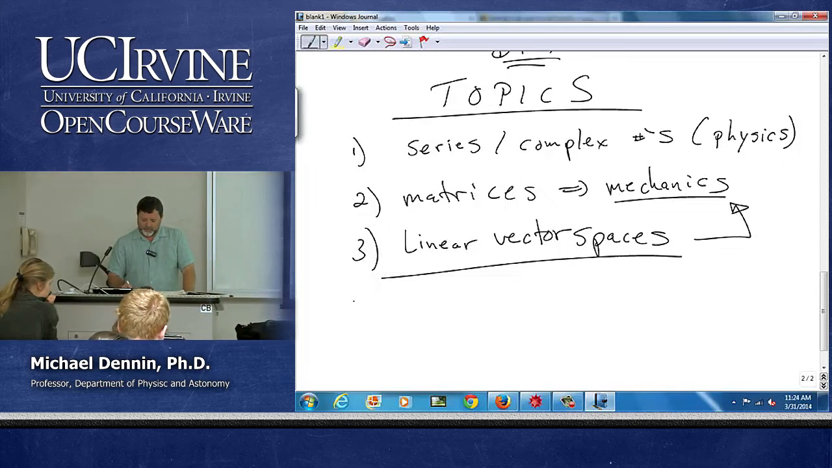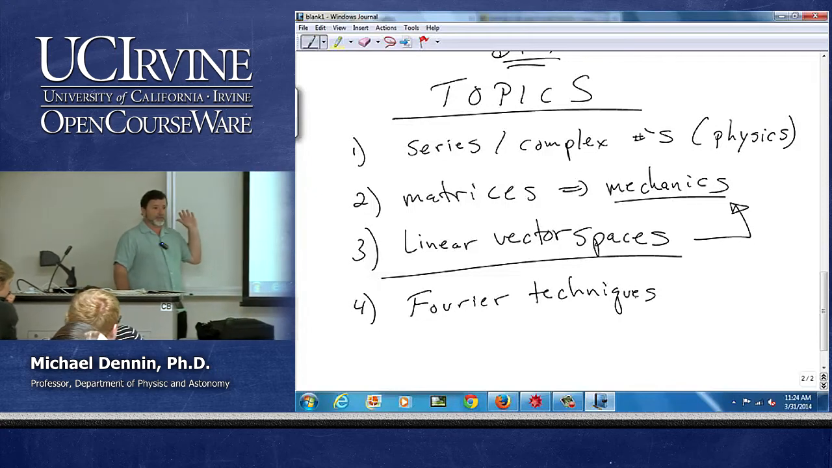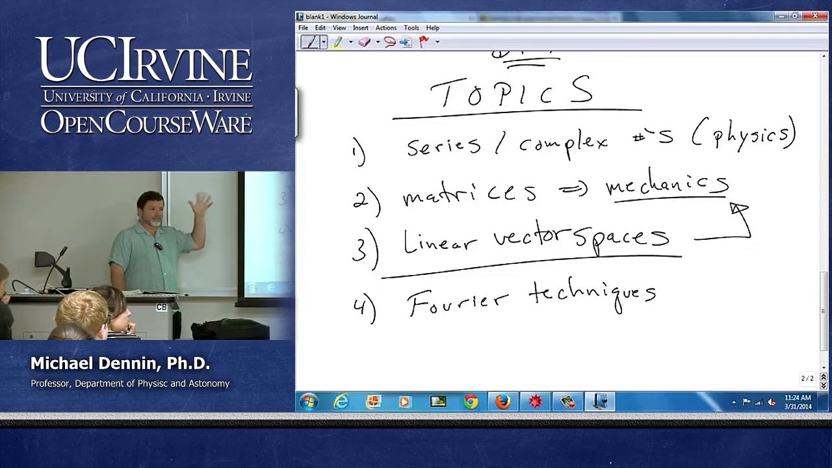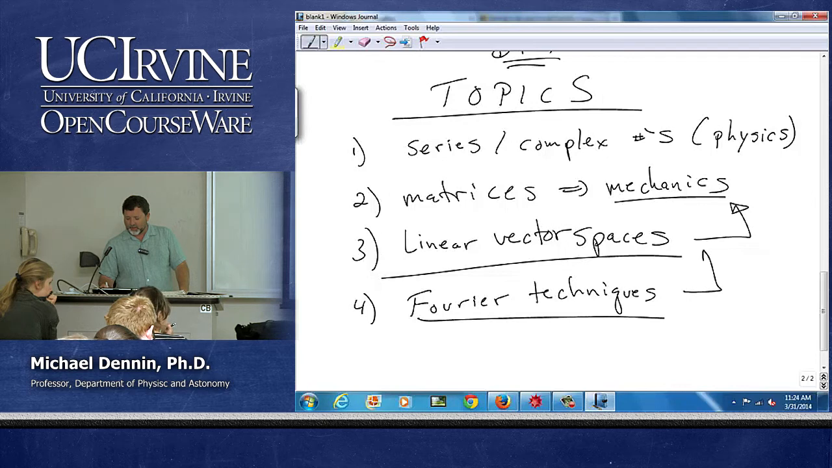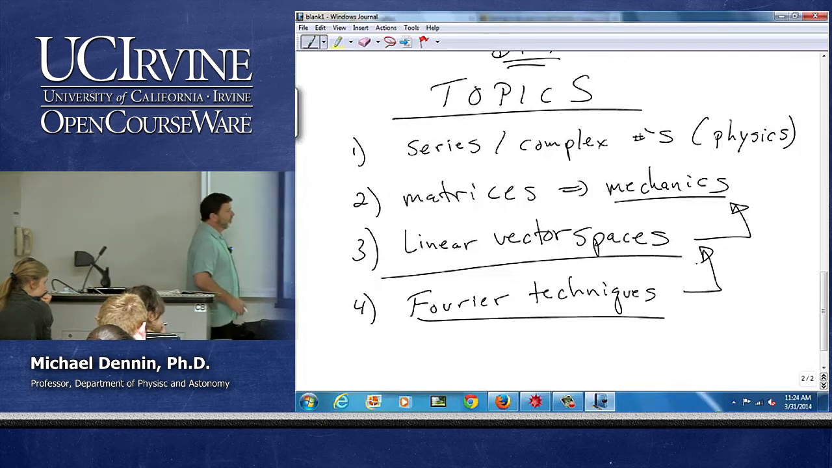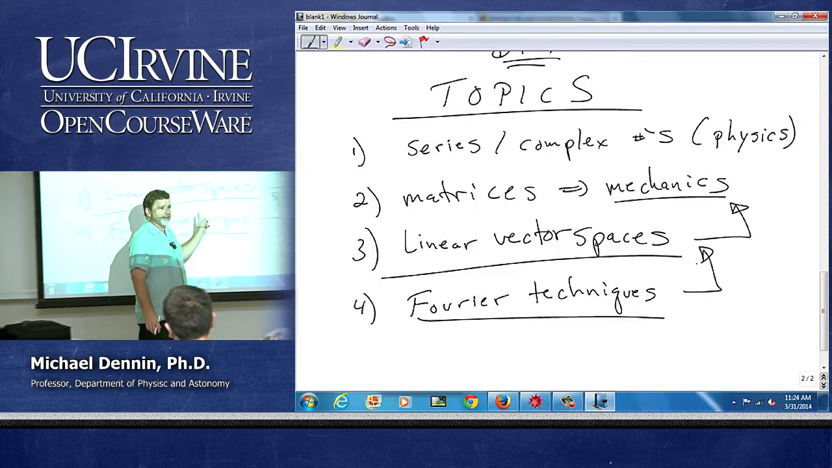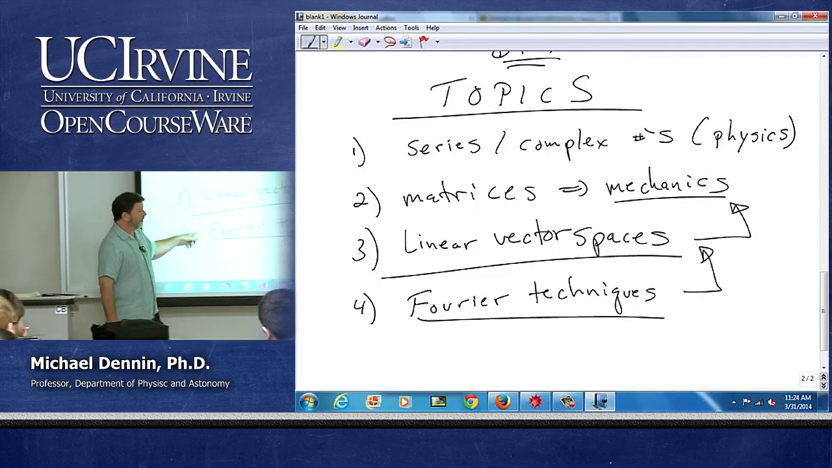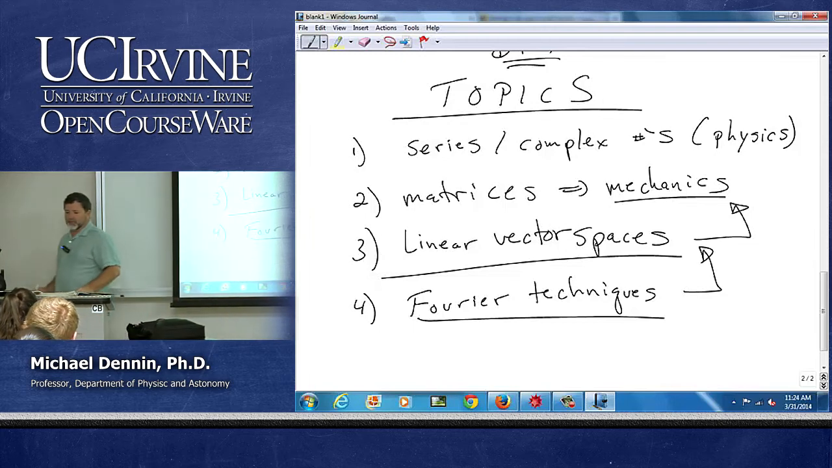Then we're going to go into Fourier techniques. Just out of curiosity, how many have already done Fourier series? If you've done Fourier series, raise your hand. Okay? This is a great example of linear vector spaces, so we're going to do it from the physics point of view of this being a linear vector space, not necessarily the math class point of view, which I think really will help and is something that you'll use a lot.